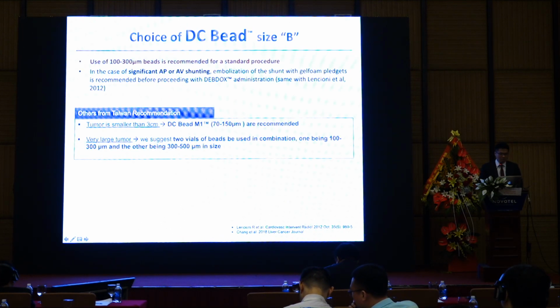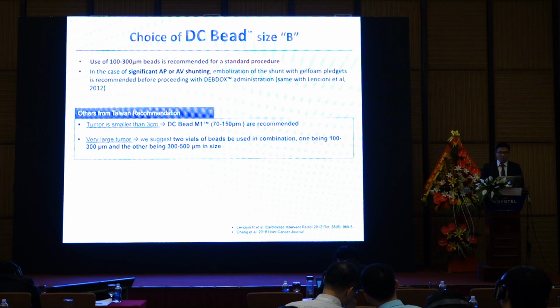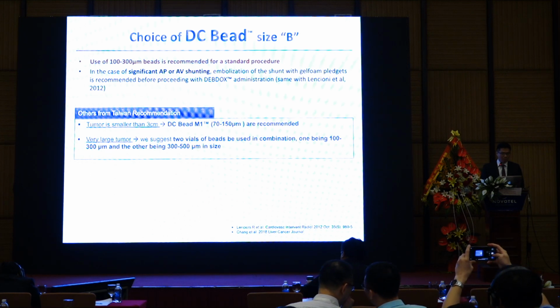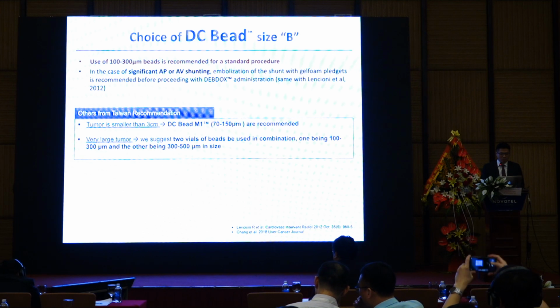How about the beads? The size is very important. The 100 micrometer bead size is recommended for standard procedures. And if there is significant AP or AV shunting, we should embolize the shunt first, to avoid the beads going to the pulmonary or portal vein.